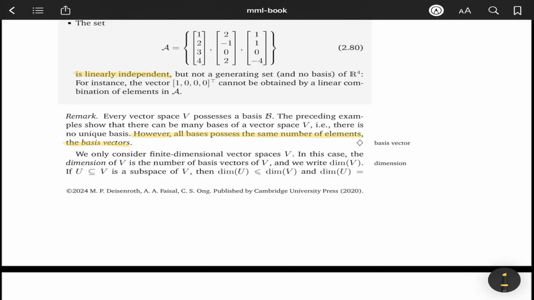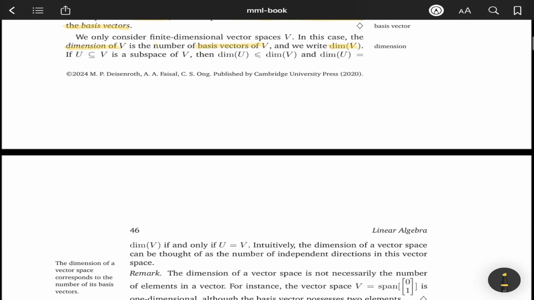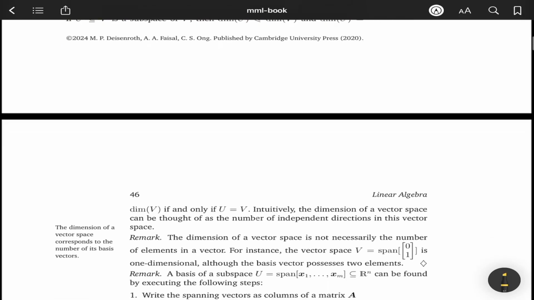Okay, let's move on. We only consider finite dimensional vector spaces V. Okay, good. In this case, the dimension of V is the number of basis vectors of V. I already used the term dimension, and we write dim V. And it makes sense, if U is a subspace of V, then the dimension has to be less or equal, because the subset can also be the set V itself. And of course, it is the same if V and U are the same.